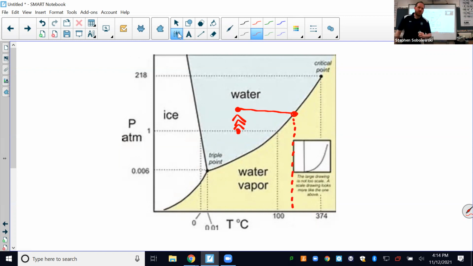We're well above 100 degrees now. So notice how you can boil something not at its boiling point. You can boil it above its boiling point. How do you do that? You have to pressurize it. You have to add pressure.